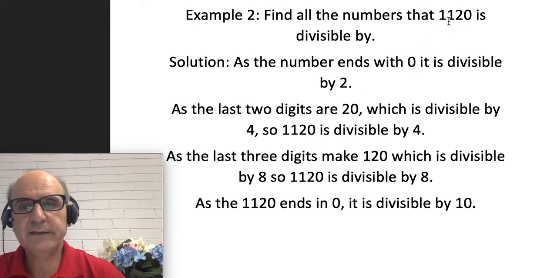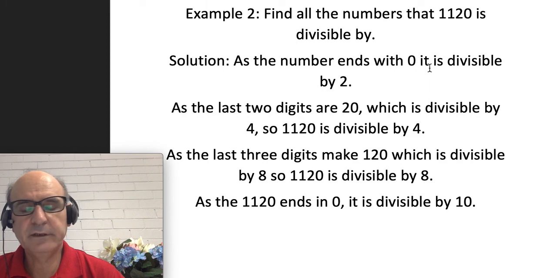Then we look at the last three digits. 120. 120 is divisible by 8. So the original number 1120 also is divisible by 8. And because the number ends with 0, it is also divisible by 10. That is how we apply the rules for divisibility.